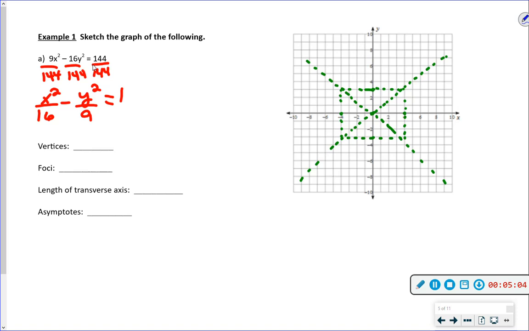Now, how I determine whether it's horizontal or vertical, I look at which variable comes first. We have x coming first, so it opens left and right. So on my central box, I'm going to start over here at the right point on it, which is at 4, 0, and I'm going to draw close to the asymptotes. I'm going to try to not cross or touch. I'm going to go ahead and list that vertex point for that one. That one's 4, 0.